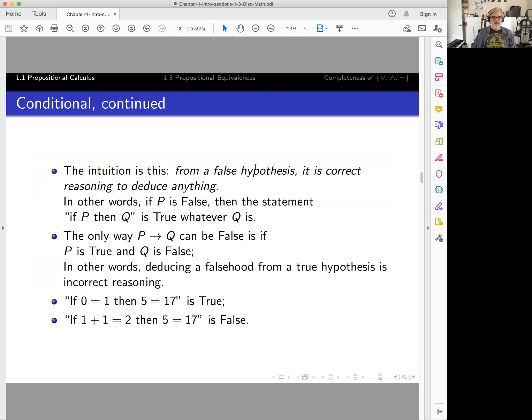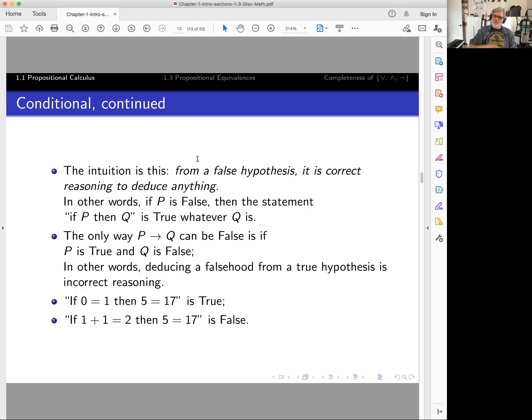So the intuition is that from a false hypothesis, it is correct reasoning to deduce anything. If pigs can fly, then anything goes. So if 0 is equal to 1, then 5 equals 17. This statement in itself is a true statement. I'm not making an error in saying that if 0 is equal to 1, then 5 is equal to 17.